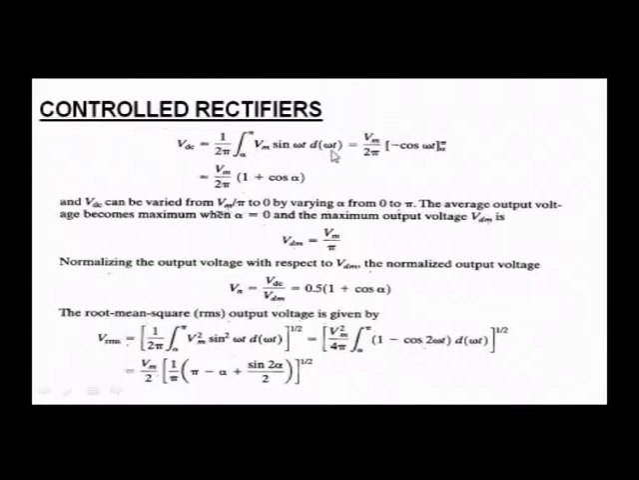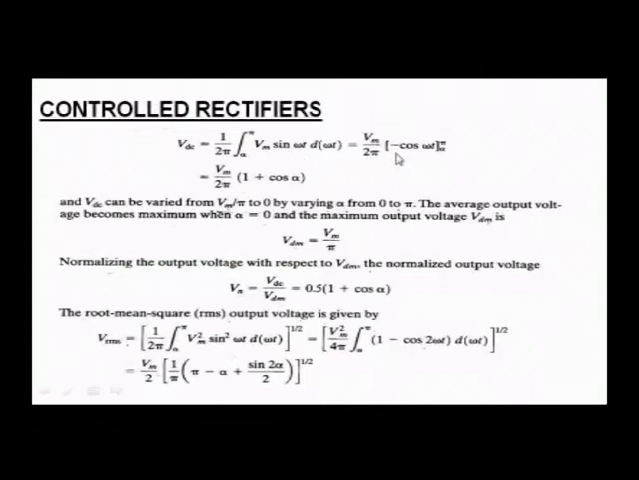So Vm sin omega t, between alpha and pi, over the entire period of the AC cycle. Entire period means 360 degrees, which means 1 by 2 pi. So, 1 over 2 pi, integration between alpha to pi, Vm sin omega t. Vm is a constant, so I remove it outside. Vm by 2 pi is a constant.